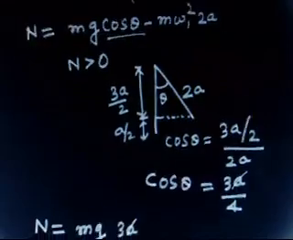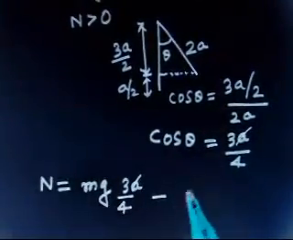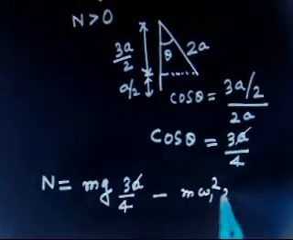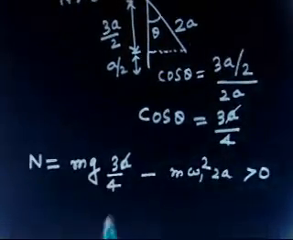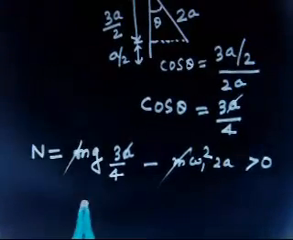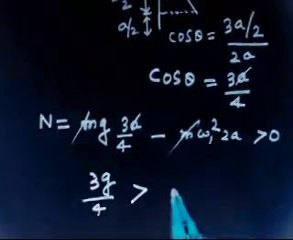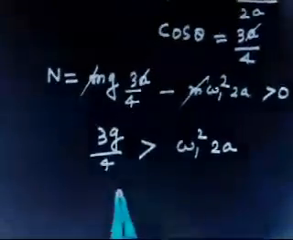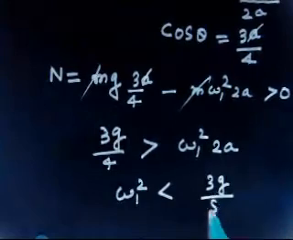So cos theta is 3 by 4. mg cos theta minus m omega 1 square into 2a should be greater than 0. So from here, what is the condition I am getting? m goes out, so I will have 3g by 4 should be greater than omega 1 square into 2a. So from here I will have omega 1 square should be less than 3g by 8a.